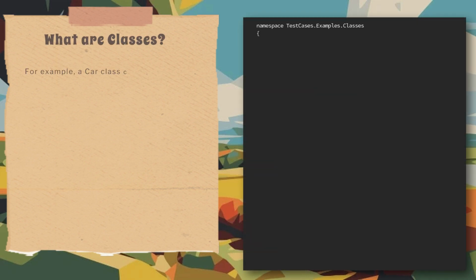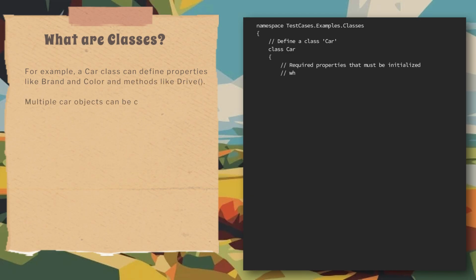For example, a car class can define properties like brand and color and methods like drive. Multiple car objects can be created from this class, each with different values for brand and color.